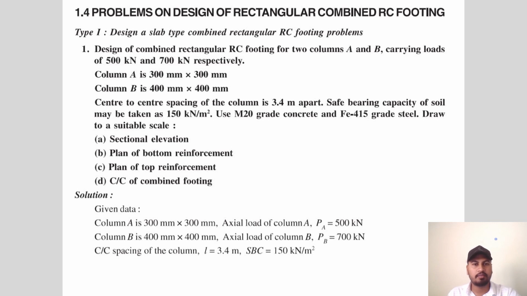Design a combined rectangular RC footing for two columns A and B carrying loads of 500 kN and 700 kN respectively, where column A is 300 mm by 300 mm and column B is 400 by 400 mm, and the center to center spacing of the columns is 3.4 meter apart. The safe bearing capacity of the soil can be taken as 150 kilonewton per meter square. Here they have stated to use M20 grade concrete and Fe415 grade steel.